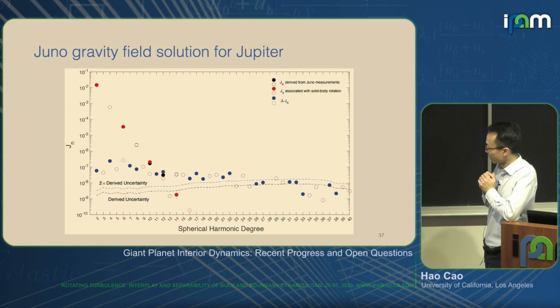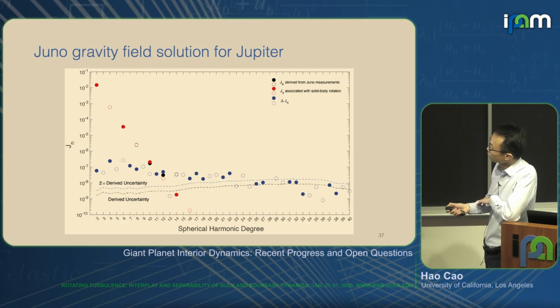This is a theoretical calculation done by Burkhardt and Militzer using an actual equation of state of hydrogen and helium, and adding a bit of heavy elements in it. But again, the general behavior is the same. They would decay as q to the power of n. You see a set of black dots and blue dots. These are the measured JNs.